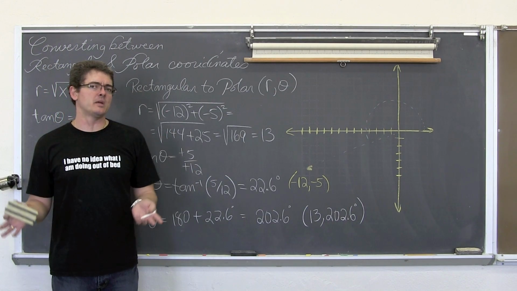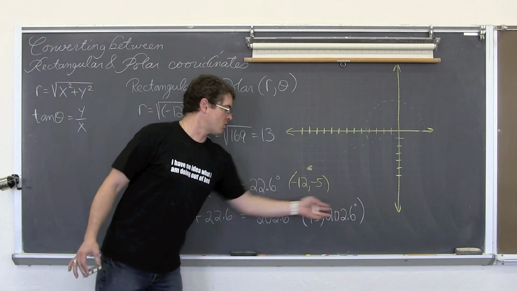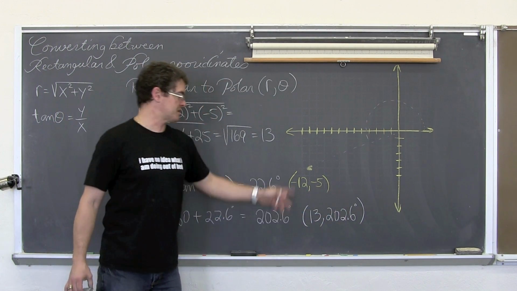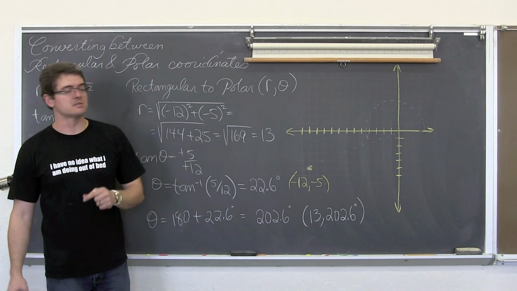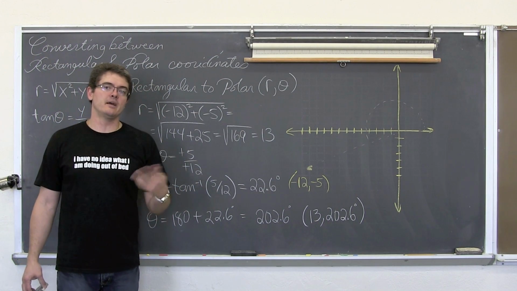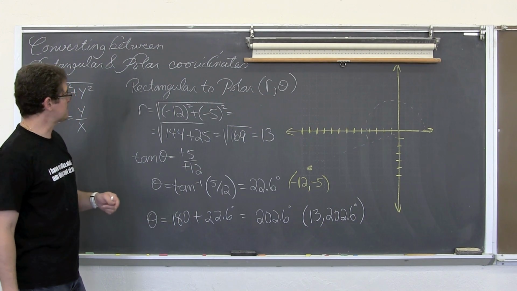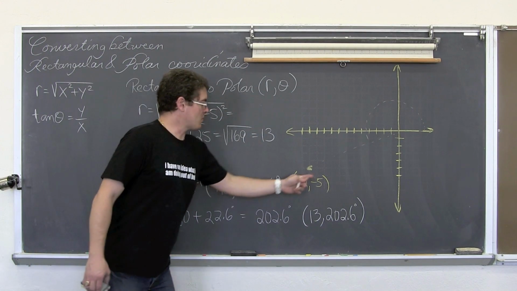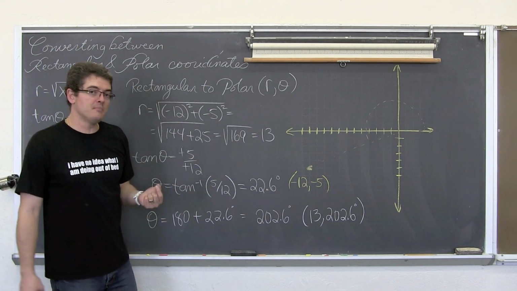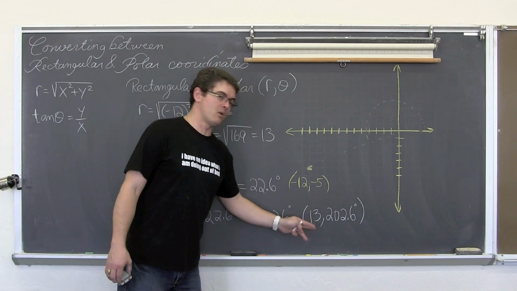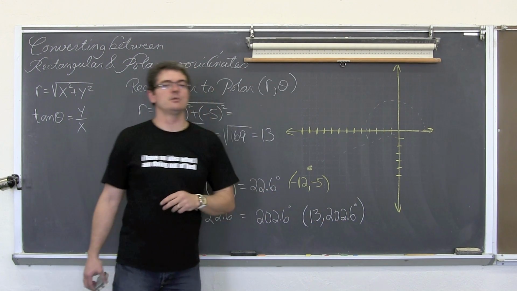There's all kinds of things we can do to make other polar coordinates that describe that point in space. If you need help with that, watch my Understanding the Polar Coordinate System video. Okay, so negative 12, negative 5, at least one possible answer for a polar form is 13, 202.6.